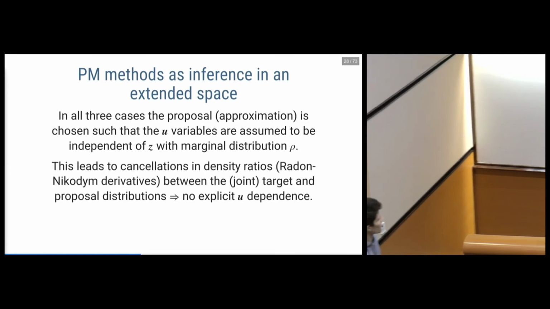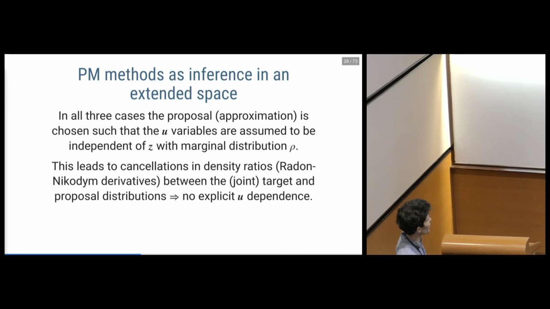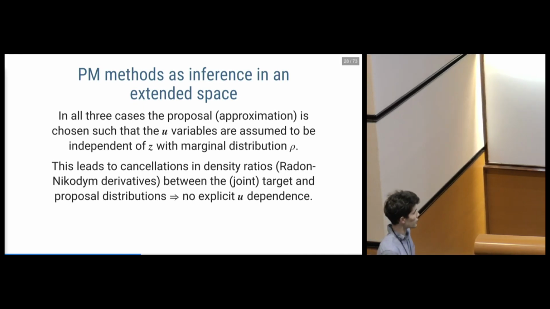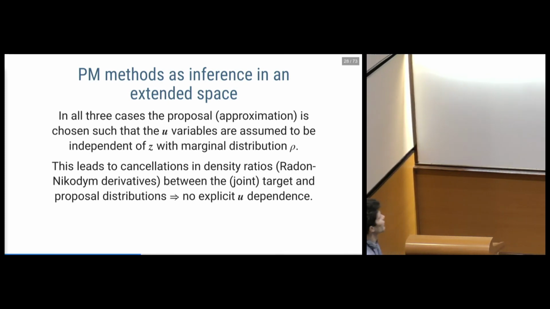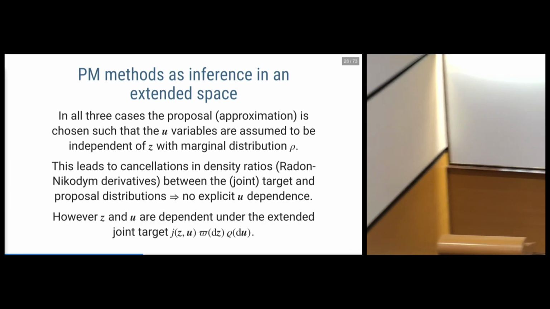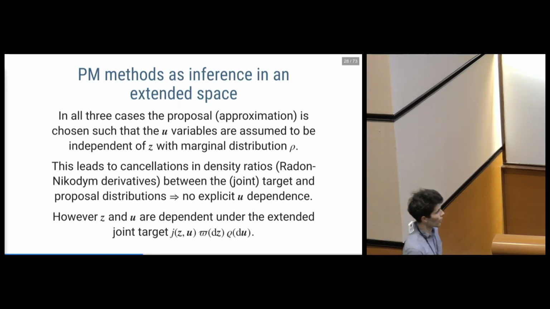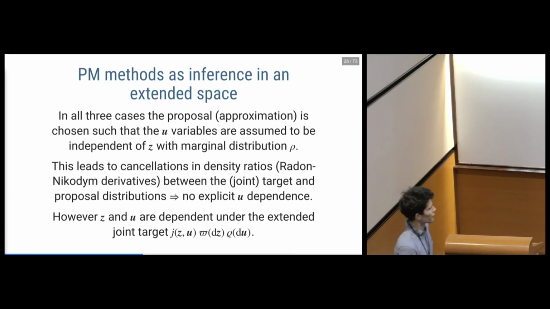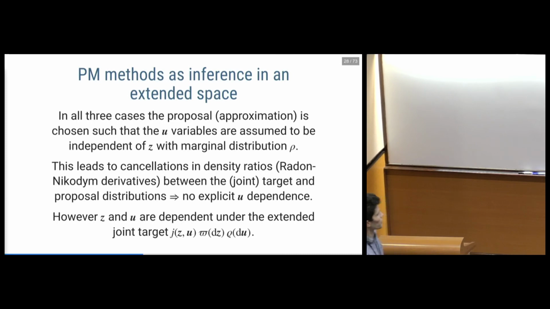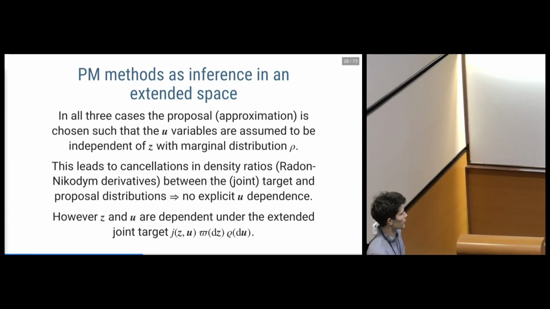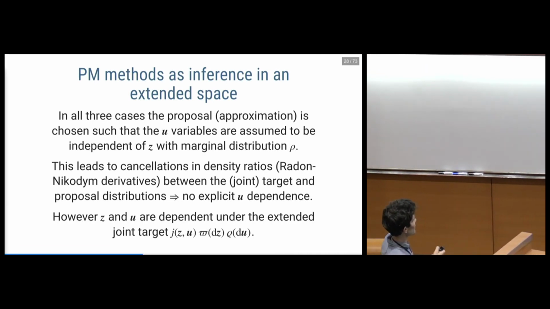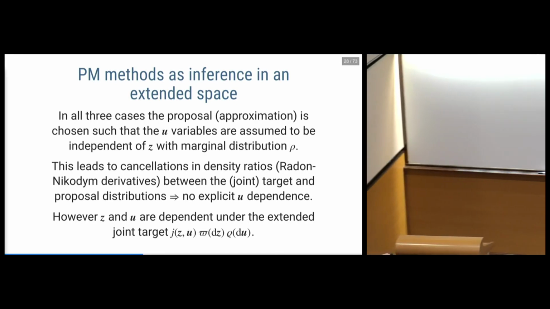So this reiterates what I was just saying. We're assuming basically that there is no dependence between the z and u variables in our proposal or approximations. But in reality, we know that under this joint target, the z's and u's are dependent on each other. And why is that the case? Well, if they weren't, then we would be able to exactly evaluate the density, because to have an unbiased density estimate, we would just need to always output a term depending on p of z, independent of the u variables.